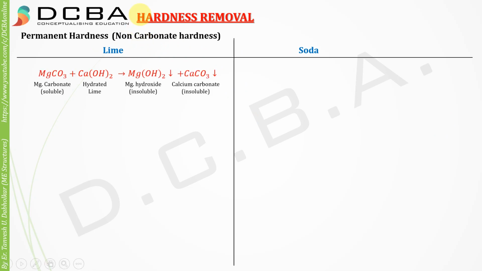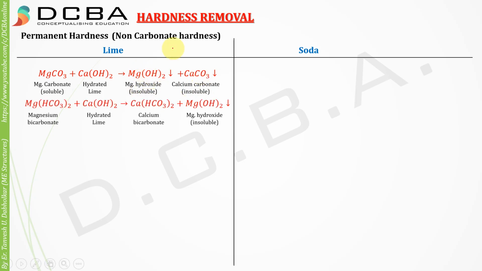These are the same reactions that we saw just now. Magnesium carbonate plus the hydrated lime is going to give you magnesium hydroxide, insoluble, and calcium carbonate, insoluble. Then again, this magnesium bicarbonate, when it is reacted with hydrated lime, you get calcium bicarbonate and magnesium hydroxide, insoluble. Again, when calcium bicarbonate reacts, we get calcium carbonate as precipitate.